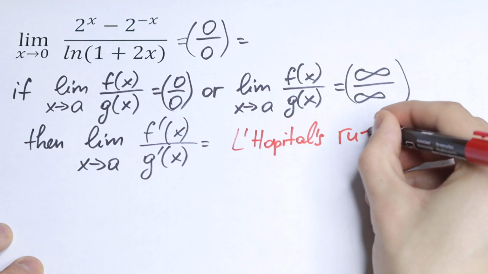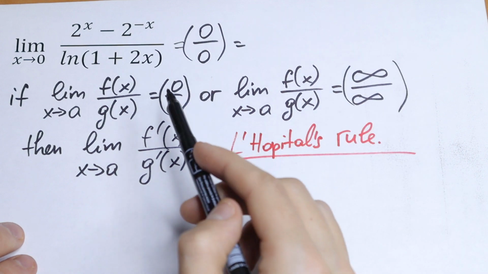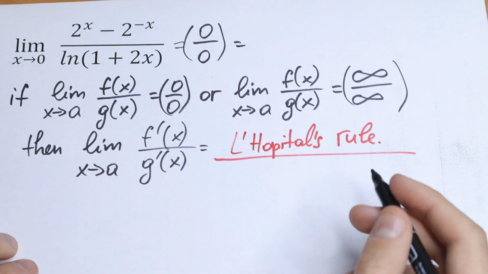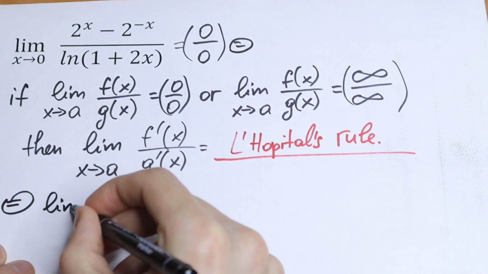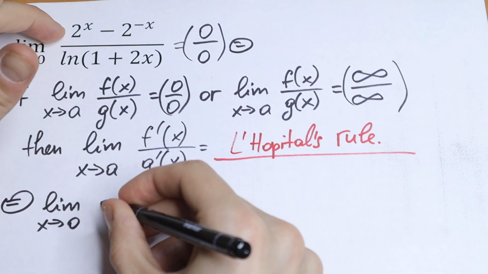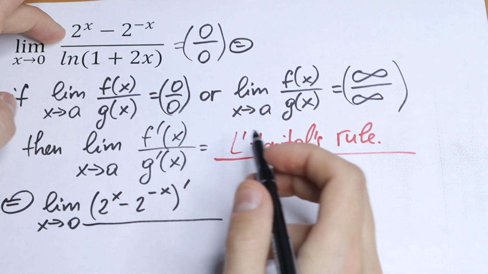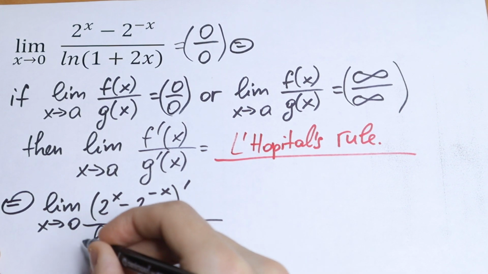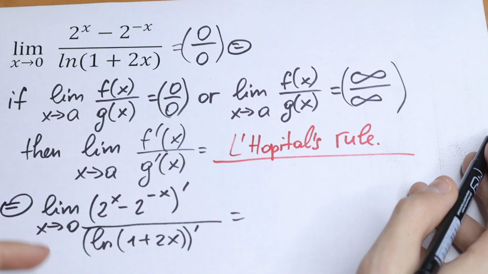So this is a really good moment to learn or to remember about this rule. L'Hopital's rule. Really good rule to know. And this is our case. We have 0 over 0, so we need to find the derivative of our numerator and of our denominator. So let's write this right here. We will have the limit as x approaches 0 of the function 2 to the x minus 2 to the minus x, find the derivative, and of course the same in our denominator, the derivative of natural log of 1 plus 2x. So we find our derivative in our numerator and in our denominator.